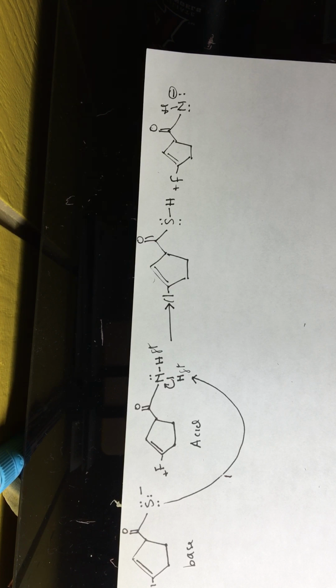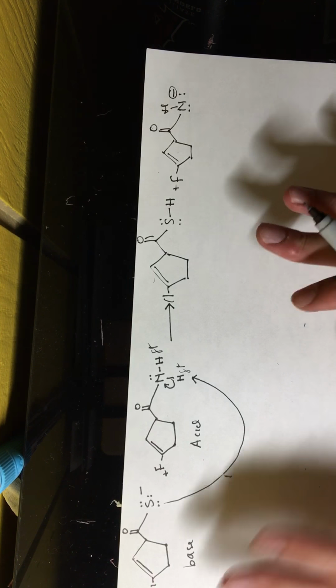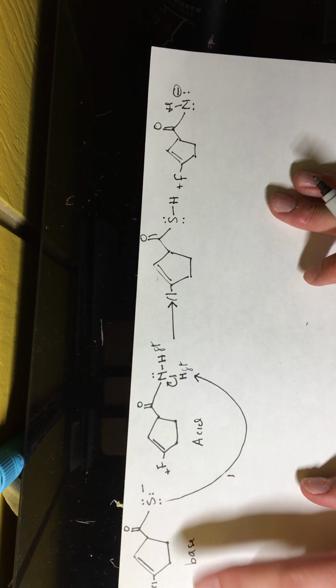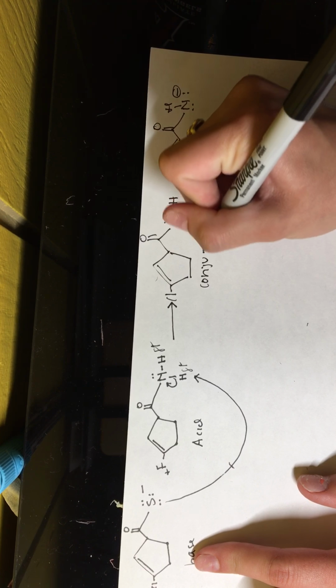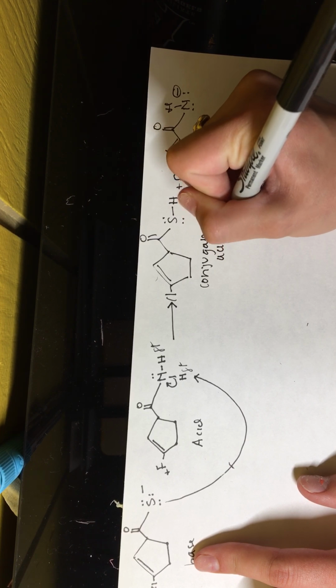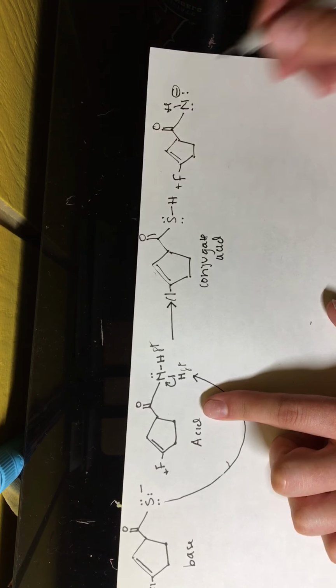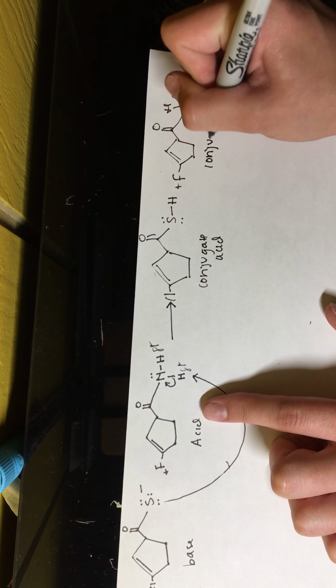So then when we look at which one's the conjugate base and which one's the conjugate acid, since this is the base, this one will be its conjugate acid. And since this is the acid, this will be its conjugate base.